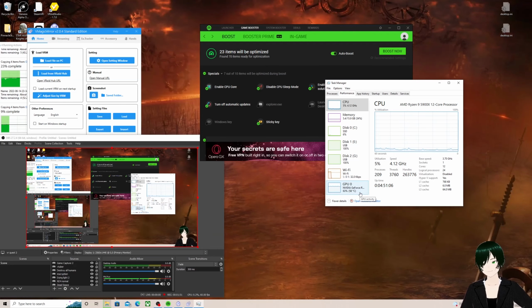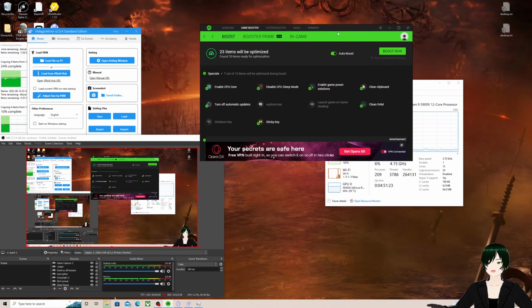Even if the GPU is at like 40% usage, which I had this problem in Genesis Alpha 1 recently, where I was getting like 40 or 60% usage and like 10% CPU, and it was still running awful. All you have to do to fix this is just close down Razer Cortex. Yeah, all you have to do is just close it down.